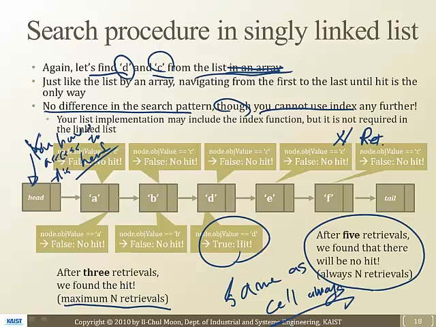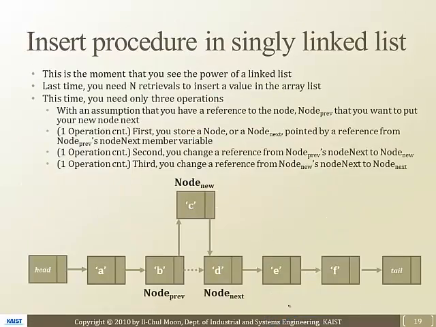The search procedure for the linked list was the same as for arrays. How about the insert and delete? Actually, that's the fun part. The insert procedure, so we don't have C. We want to put C here. The procedure of doing that is this one. Last time you needed n retrievals to insert a value, because even though you are inserting C, you have to touch A, B, and D, F to copy and paste, right?